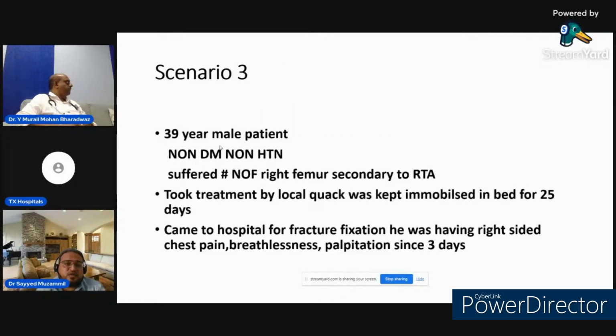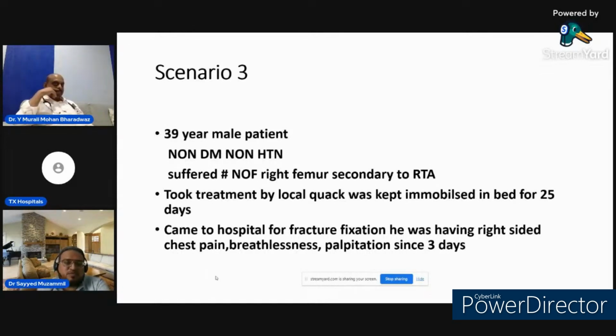Scenario 3 is a 39-year-old male patient. He is non-diabetic, non-hypertensive. He suffered a fracture of the neck of femur secondary to a road traffic accident, and he was not that financially strong. In Hyderabad, they took the patient to some local quack, and he told them that if he applies these pattis and they keep him on bed for 25 days, he will be all right. But unfortunately, after 25 days, he tried to walk, but he was unable to walk. Pain was there. So now he realized that he needs to go to hospital.